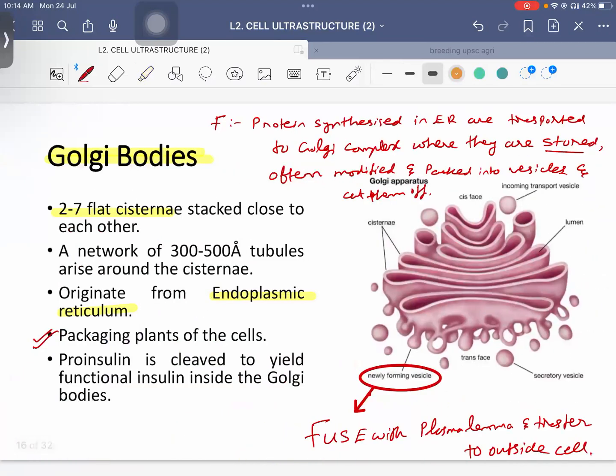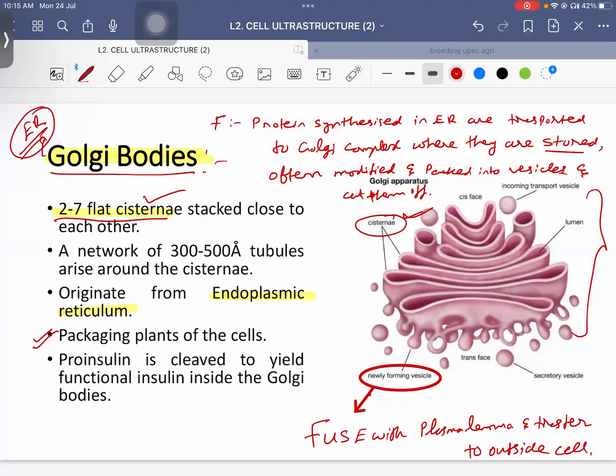The next important organelle which you should remember is the Golgi bodies. So how are Golgi bodies formed? We have 2 to 7 flat cisternae, you can see here, stacked close to each other in this manner. The origin of the Golgi complex is from the endoplasmic reticulum. But remember now the major function: packaging plants of the cell. This is called the packaging house, or the packaging plants of the cell.